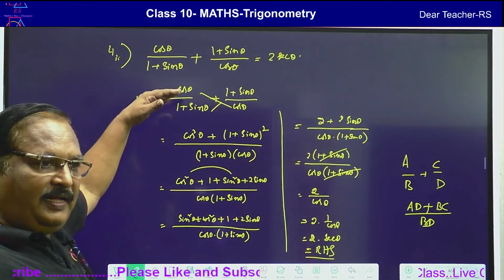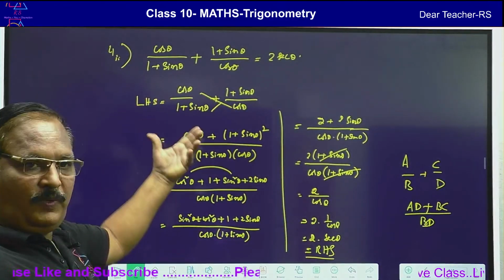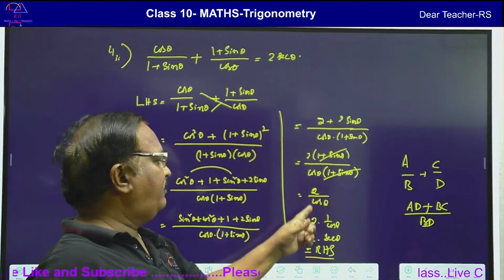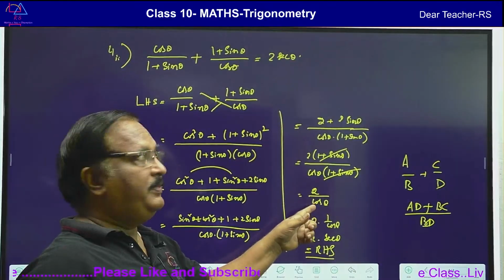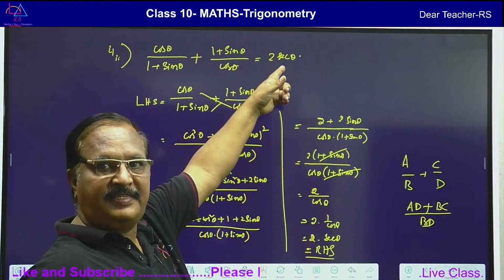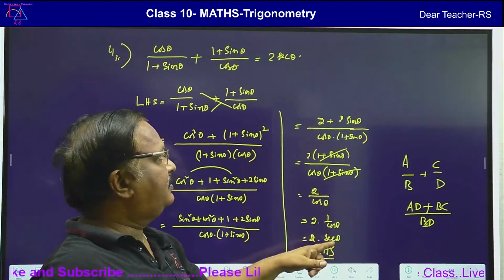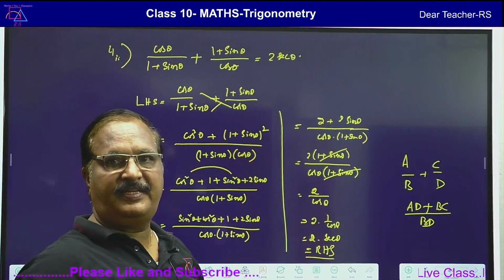Left hand side लिया, fractions है, we have taken LCM and everything, simplify किया, last में we got 2 by cos theta, because the answer is in secant theta, so इसको 1 upon cos theta लिख के, 1 upon cos theta is equal to secant theta, this is 2 secant theta.